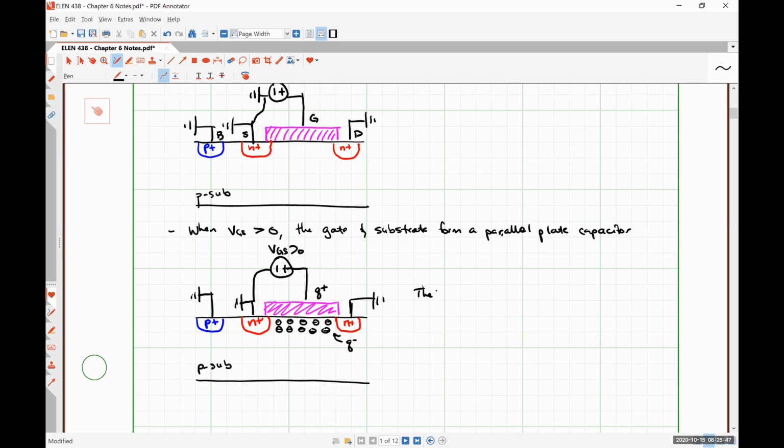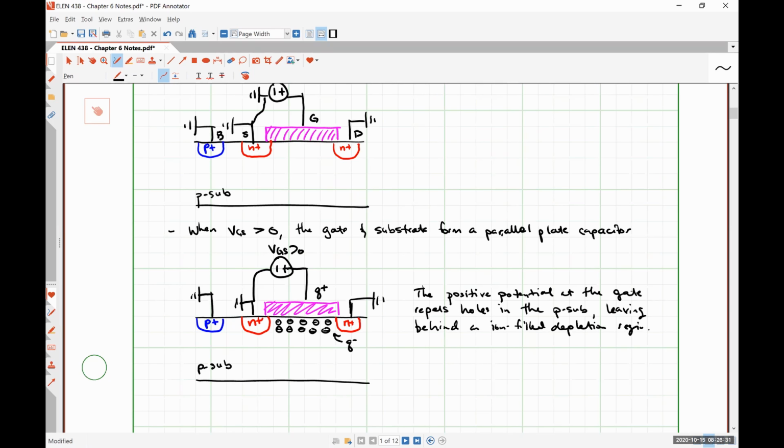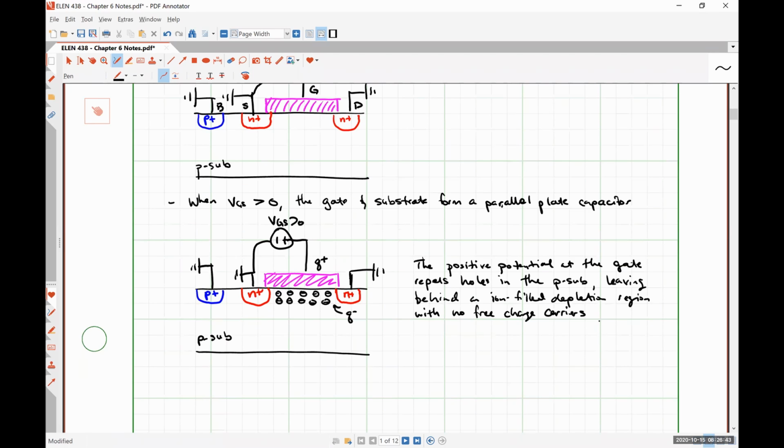So let's write that down. Positive potential at the gate repels holes in the P substrate, leaving behind an ion-filled depletion region with very few free charge carriers.